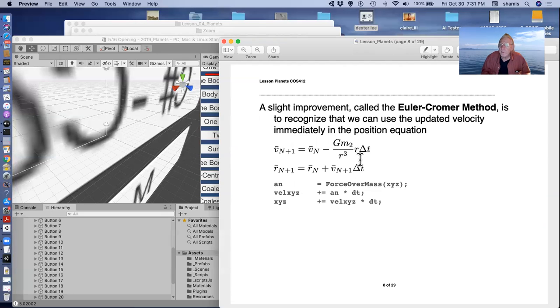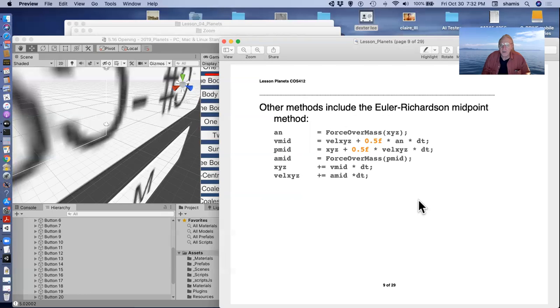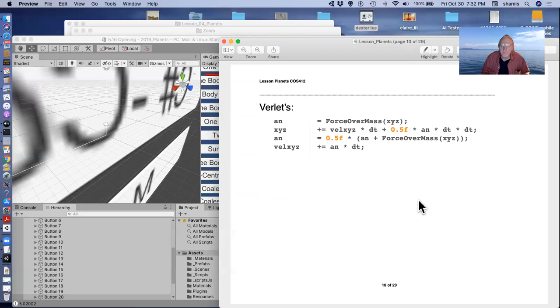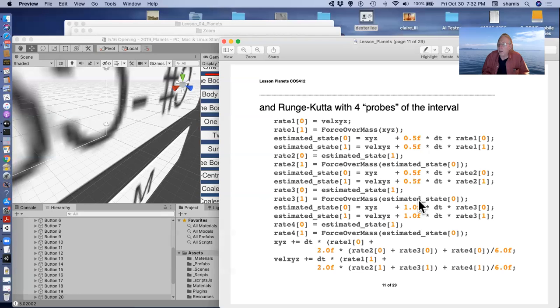A slight improvement called the Euler-Cromer method updates the velocity and uses it immediately. So we get the velocity at the n+1 step, and we use it to project the position to the n+1 step. All we had to do was reverse the order of those two equations. There's also an Euler-Richardson method that kind of uses the midpoint. And there's Verlet's, which we'll probably use later on, and I won't go through any of how this stuff works. Oh, and there's also Runge-Kutta, which is kind of a little more complicated.